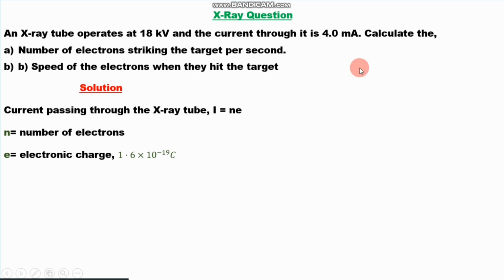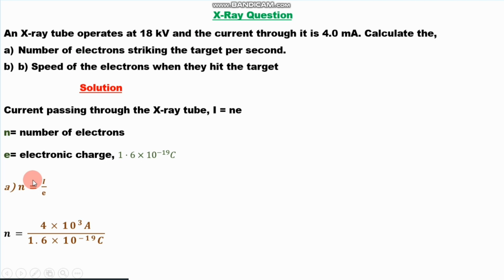Now looking at this value of current, it is in milliamperes, meaning we must convert this value to the SI unit. And remember, the SI unit of current is amperes. We know 1000 milliamperes makes 1 ampere, therefore 4.0 milliamperes will be equal to 4.0 times 10 raised to power negative 3 amperes.